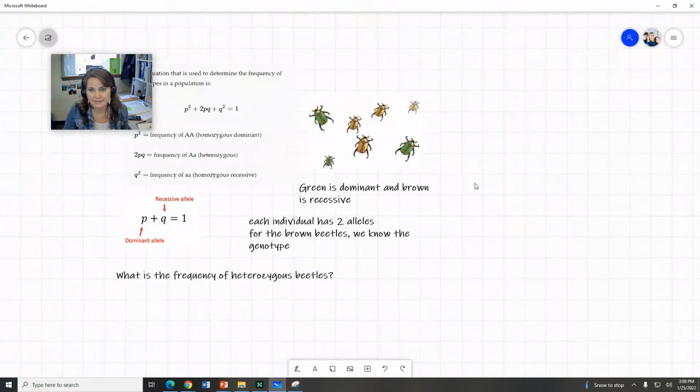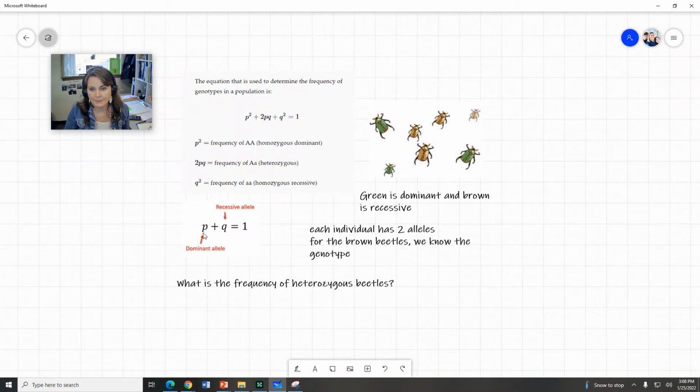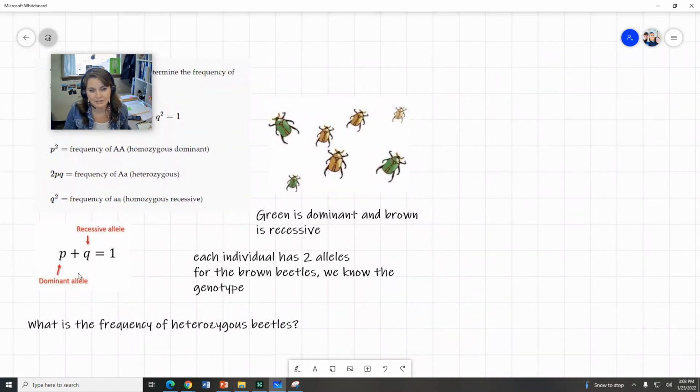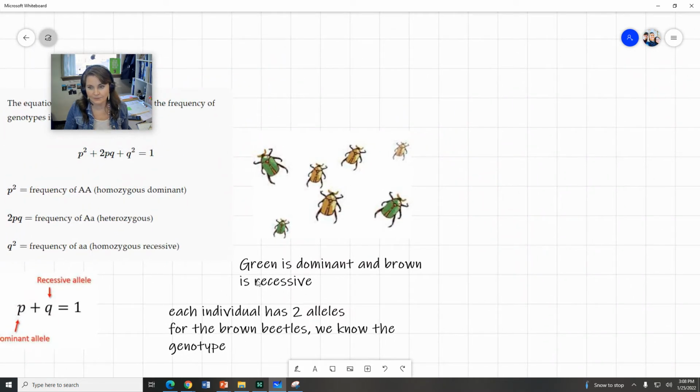I've actually come up with an example here, which is that p plus q equals 1. If you add up all of the dominant alleles in a population and all of the recessive alleles in a population, you'll end up with 100% of the alleles. That's the 1. So that's the better place to start: p plus q equals 1. Let's look at our beetles for an example here.